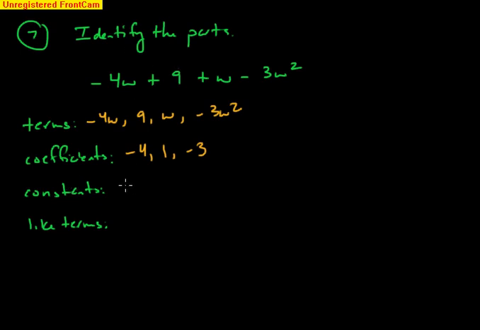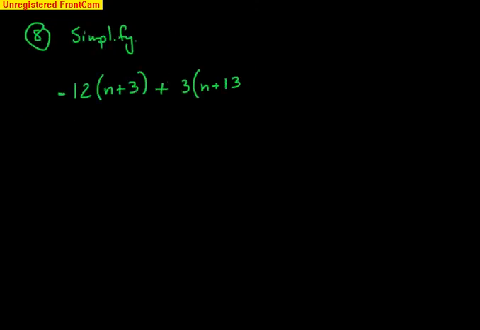Constants have no variables. 9 is the only number without a variable. There it is, the 9. And then what are the like terms? There's only one pair of like terms. That is the same variable, same exponent, and that is the negative 4w and the w. They are the only like terms in this problem. Okay, very good.